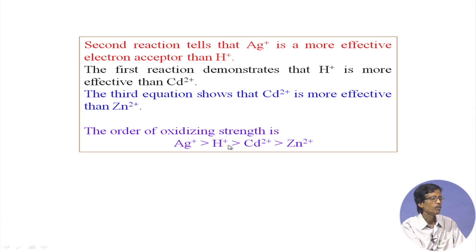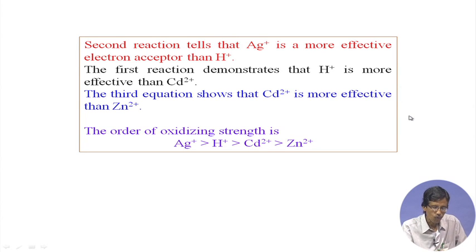So, cadmium will be responsible for oxidation compared to your zinc 2 plus. If we arrange all together, we get this particular order, where silver plus is greater than H plus is greater than cadmium 2 plus is greater than zinc 2 plus. So, in a qualitative way, what we can understand is that the tendency for electron transfer, whether it is for oxidizing or reducing, we can arrange.